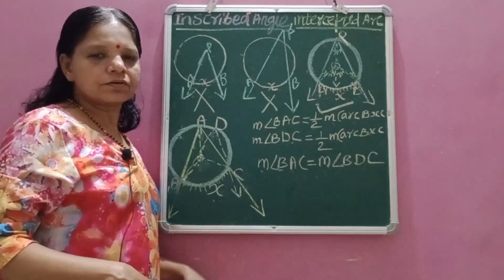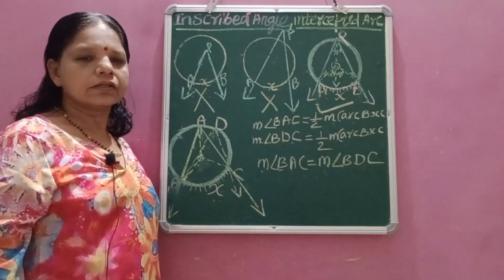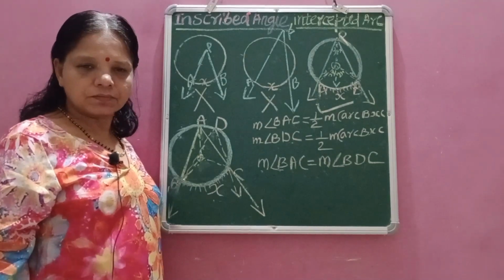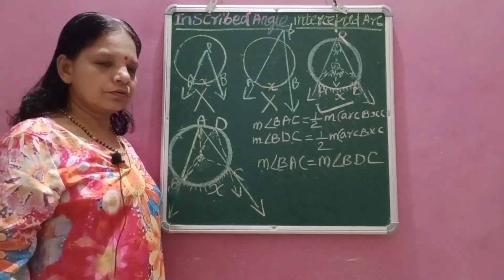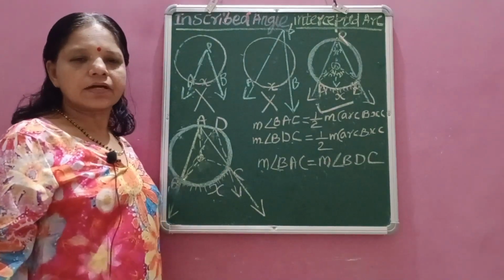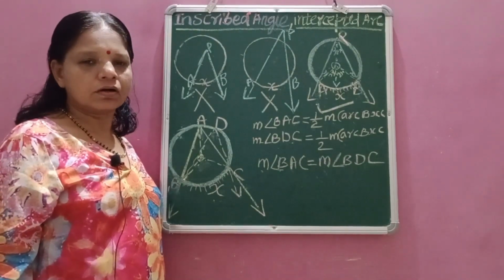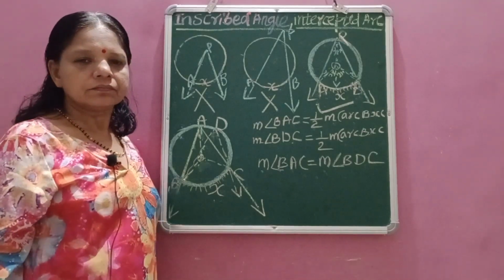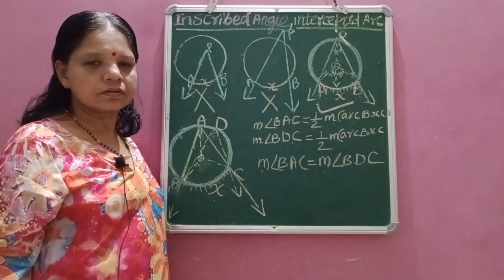So I think you understood about the inscribed angle and the relation between the inscribed angle and the corresponding intercepted arc. Also the property that angles inscribed in the same arc are congruent. More about inscribed angle you can learn later.